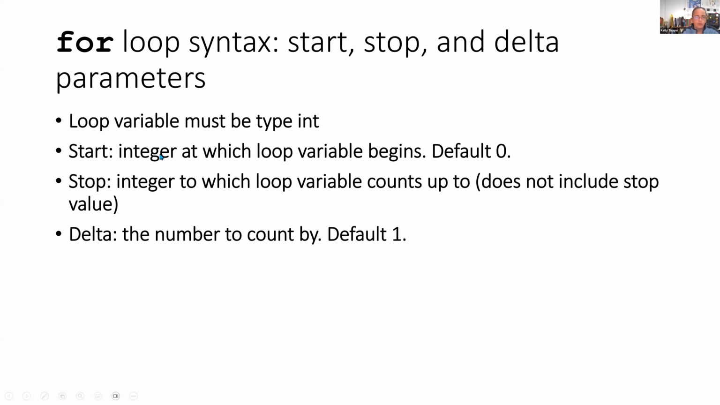So the loop variable must be of type int. The start must be an integer at which the loop variable begins. By default, that would be 0. The stop would be the integer to which the loop variable counts up to. It does not include the stop value, as we have seen in these examples. And delta is the number to count by, so by default, that will be 1.